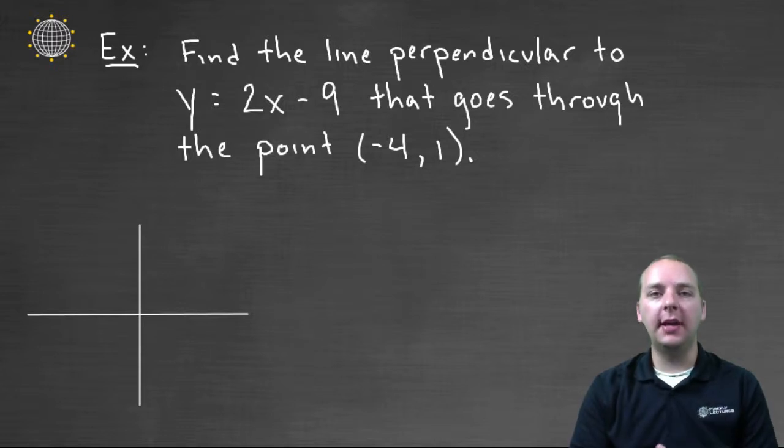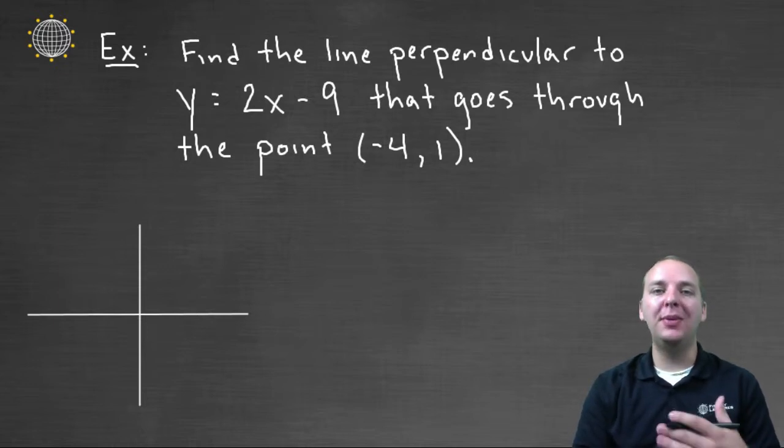Here's a really common exercise related to perpendicular lines. So let's see if we can solve it. It says find a line perpendicular to y equals 2x minus 9 that goes through the point negative 4, 1.